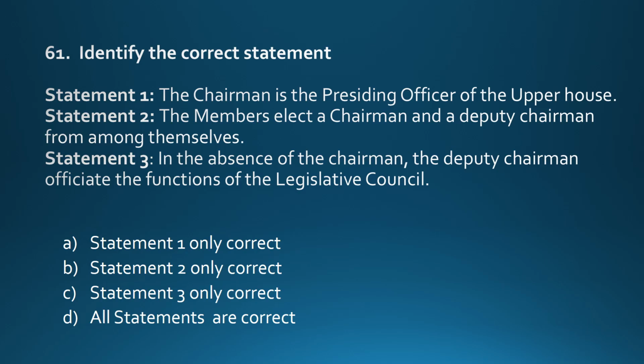Question number 61. Identify the correct statement. Statement 1. The chairman is the presiding officer of the upper house. Statement 2. The members elect a chairman and a deputy chairman from amongst themselves. Statement 3. In the absence of the chairman, the deputy chairman officiates the functions of the legislative council. Option A, statement 1 only correct. Option B, statement 2 only correct. Option C, statement 3 only correct. Option D, all statements are correct. Correct answer is option D. All statements are correct.